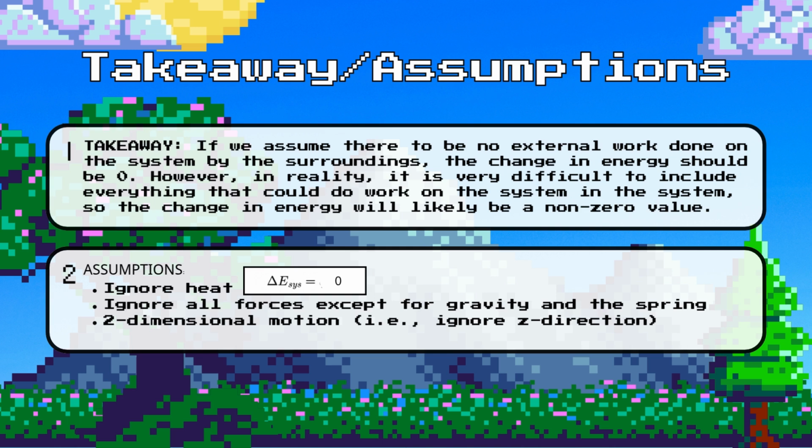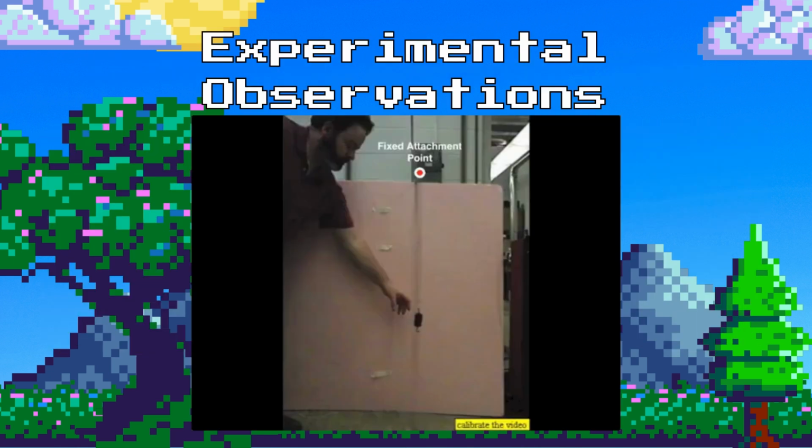For assumptions, we ignored heat and we ignored all forces that could possibly be acting on the system in the surroundings, except for gravity and the spring. And we included the Earth and the spring in our system. So this leads us to say that the change in energy of our system should be zero. And then we are also only considering two-dimensional motion. We are only considering motion in the x and y directions. We are ignoring the z direction.